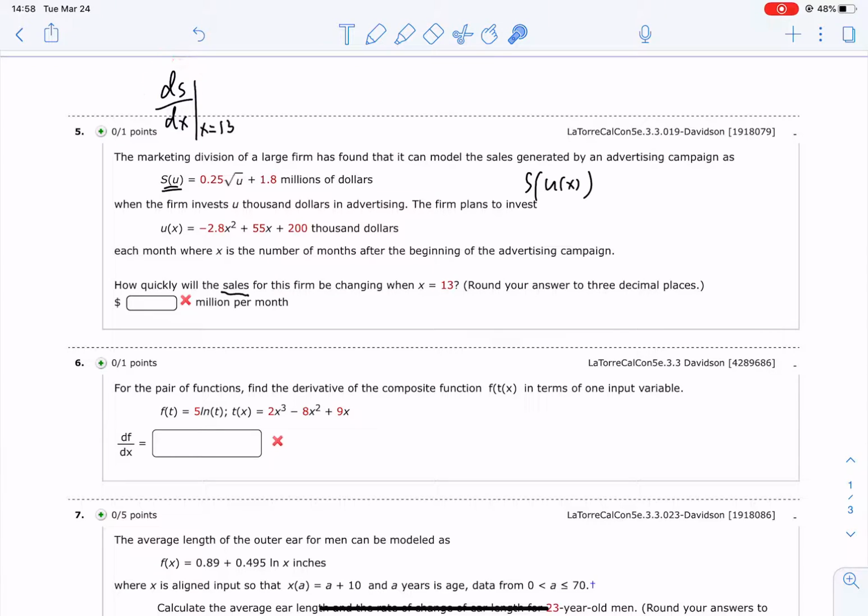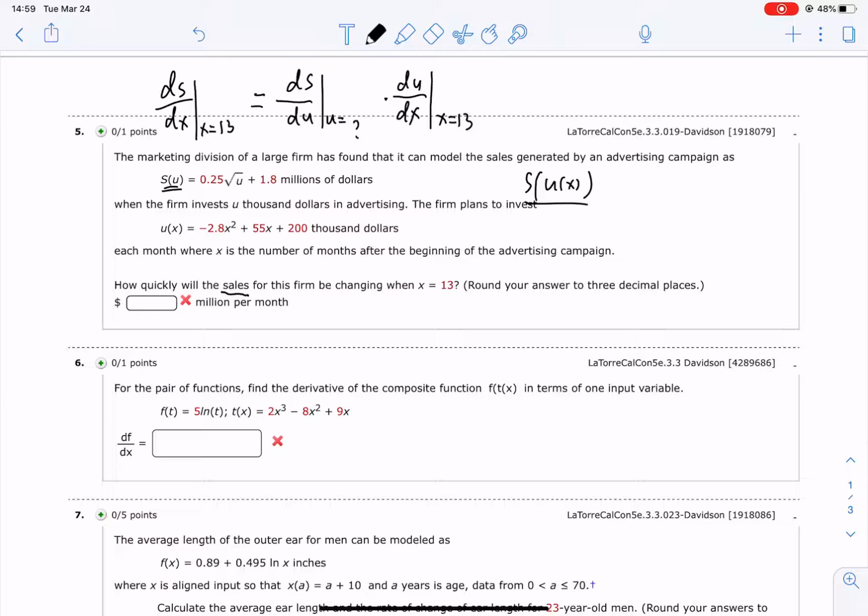So the question is asking what is ds/dx? Because the sales with respect to x, so ds/dx, we are given x is just 13. For this one, the function is s of u of x, so we use ds/du multiplied by du/dx. But since we are given the specific value, you have to plug in x equals 13. So the first one is easy, du/dx at x equals 13. Then what about the second one? What about the value of u?